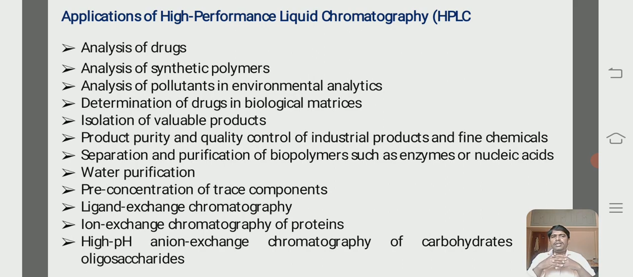Product purity and quality control of industrial products and fine chemicals can be achieved by using this HPLC. Separation and purification of biopolymers such as enzymes or nucleic acids can be done by using this HPLC. Purification of water is also done by using this HPLC. Pre-concentration of trace components can also be made by using this high performance liquid chromatography.